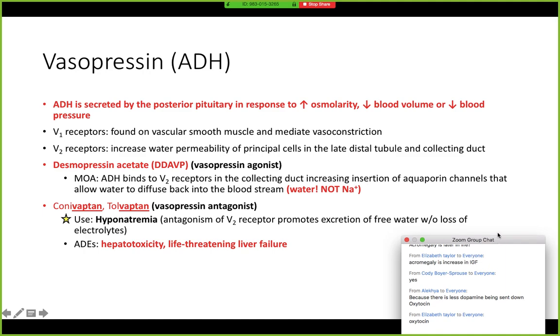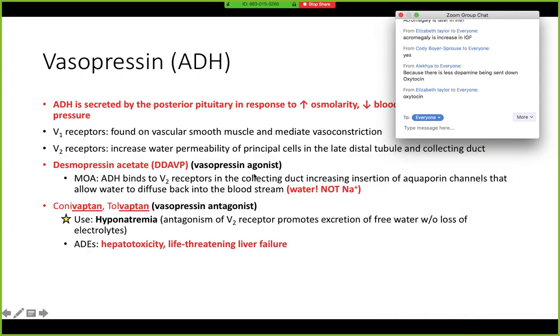So with any of these, ADH is going to be beneficial because if you think of ADH being your anti-pee hormone, you're going to retain water. So if you're retaining fluid, instead of an increase in osmolarity, you would see a decrease in osmolarity, an increase in blood volume, and an increase in blood pressure. So it would reverse those effects.